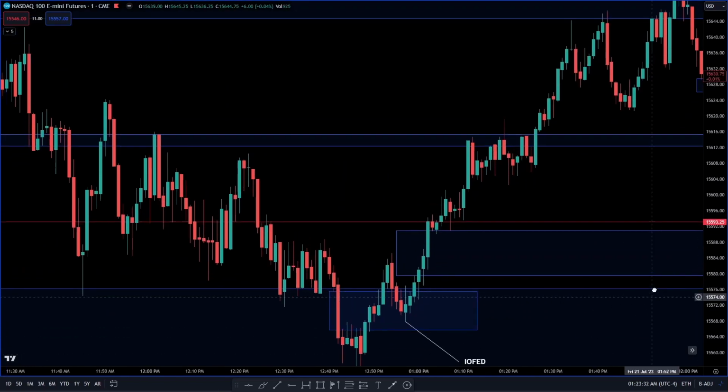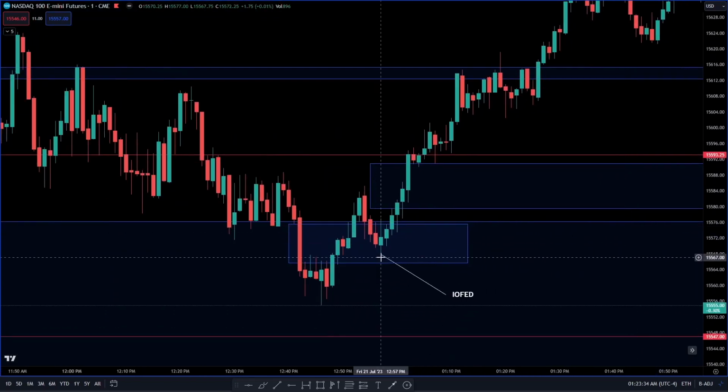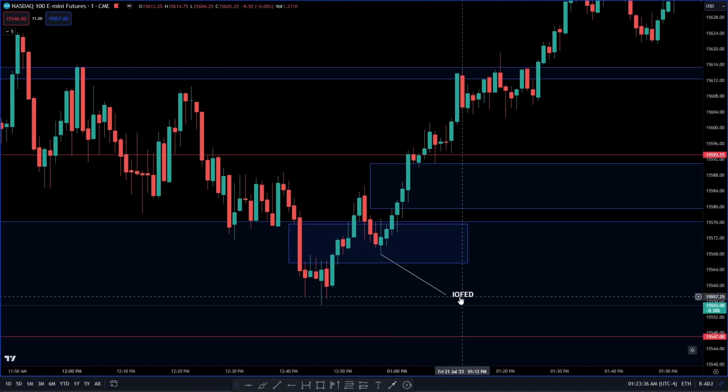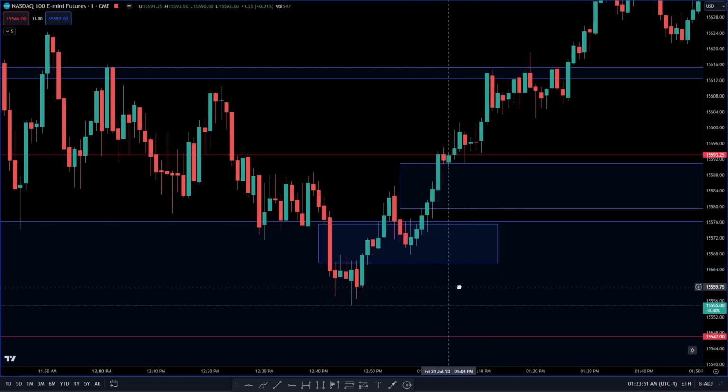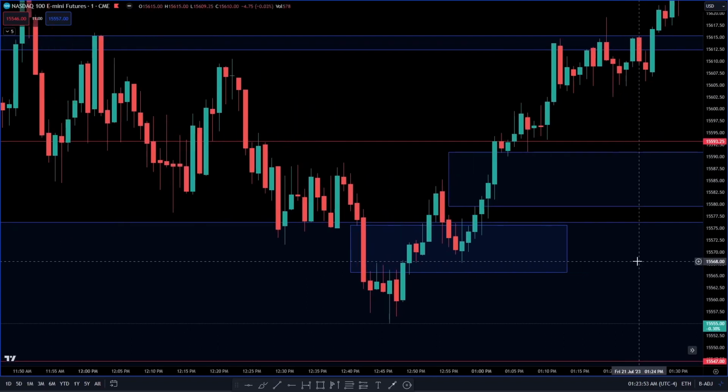But one point of the chart that's very important as well is this spot, and it's a term called IOFED. What this stands for is Institutional Order Flow Entry Drill. And again, this is something taught by ICT. I'm obviously just using his concepts in my own trades. But right here, I have it marked out for IOFED, Institutional Order Flow Entry Drill.